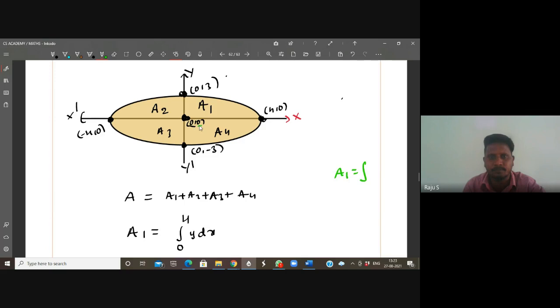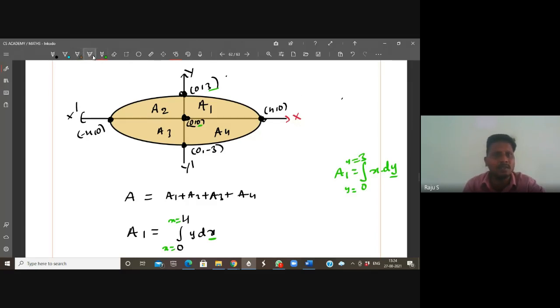So what are the y limits? 0 to 3. You may take 0 to 3. When you take 0 to 3, it is x into dy. Y into dx represents the area depending on x limits. dy means you have to take y limits. In both the cases we'll get the same answer.